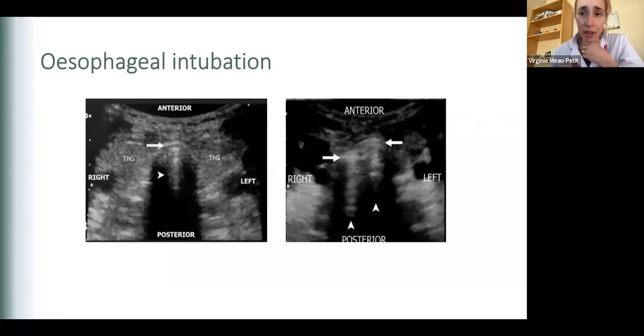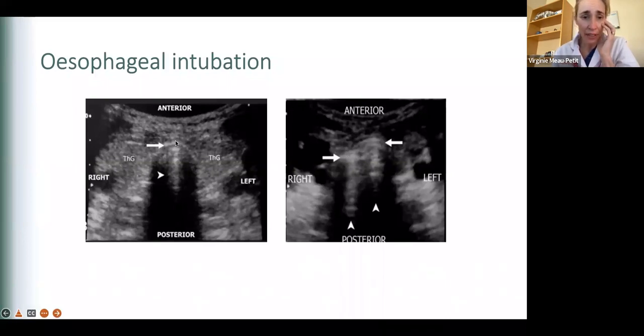Of course, we can use the ultrasound to check esophageal intubation. Currently, we use end-tidal CO2. I'm not using it personally because I think we have enough tools to confirm that the tube is in a good place. However, in ultrasound, what you would see is a double tracheal sign.